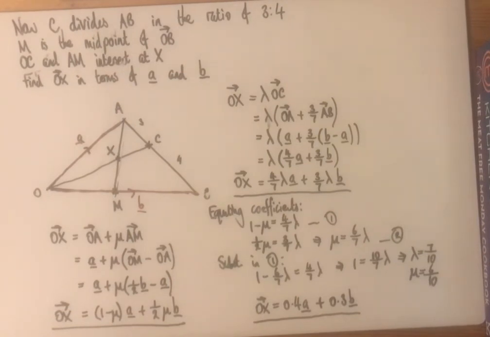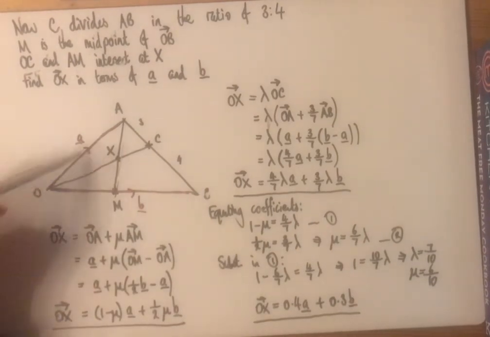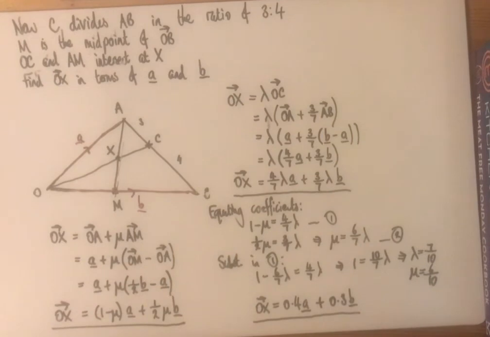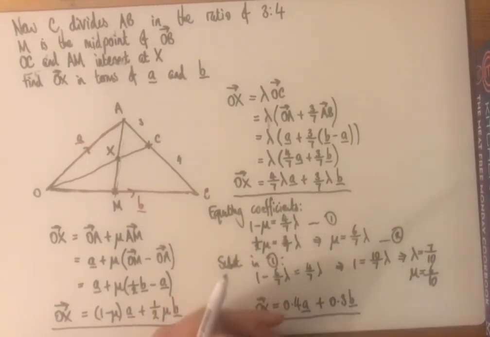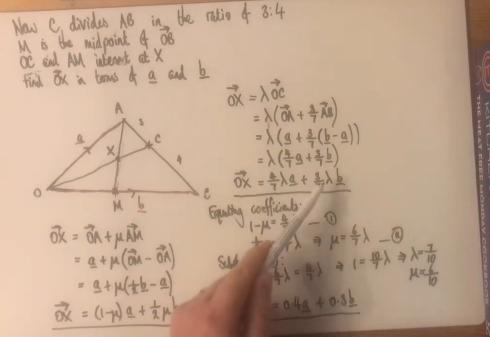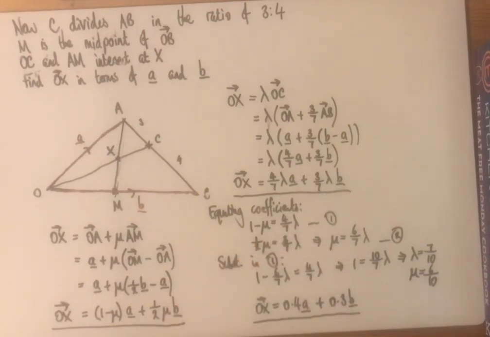I've done another video as well, another similar one for you to watch next lesson. But you need to find 2 different ways of getting from the origin to X. Set up 2 simultaneous equations by equating the coefficients, solve them and substitute back in. Obviously if you put lambda in here, that's going to give you 0.4a plus 0.3b, so you could substitute into either of them. What do you think about that one?